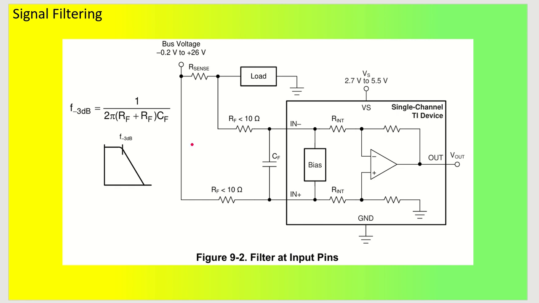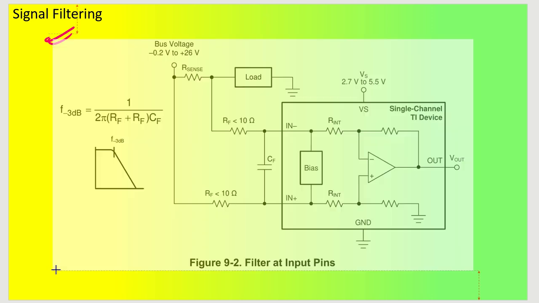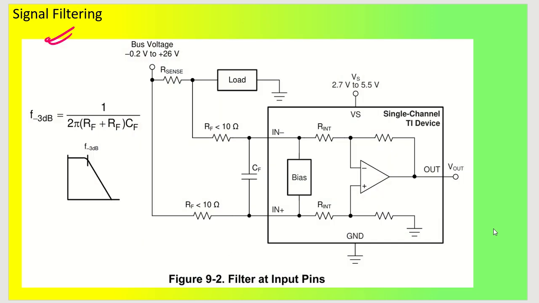Now there are some cases where we need input filtering. In input filtering we will require a setting of external resistors. So there are 2 RF resistors with 1 CF capacitor, that is, filter resistors and a filter capacitor. These will be designed at the input, before sending it to the inverting terminal and non-inverting terminal of your current sense amplifier.